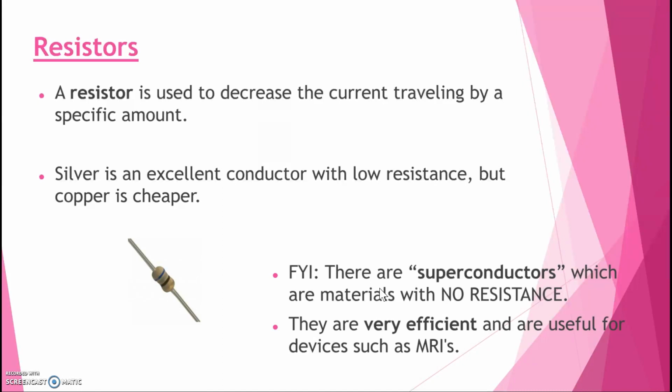Now, silver is an excellent conductor with a very, very low resistance, but copper is generally used more often because it's cheaper. It is a great conductor as well. This is what a resistor looks like in a circuit that you will be building together. Just for your information, a little fact here, there are something called superconductors which possess no resistance whatsoever. And these are very, very efficient. An example is MRI machines, or magnetic resonance imaging, hospital imaging machines. They require no resistance, and when they have wires with no resistance, it allows that electrical current to flow a little bit easier.